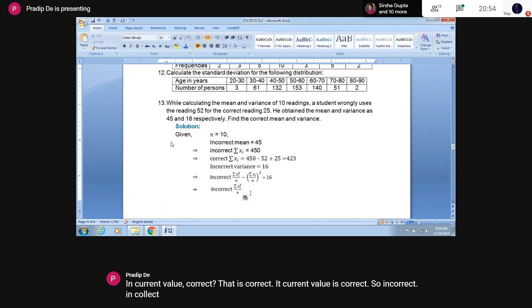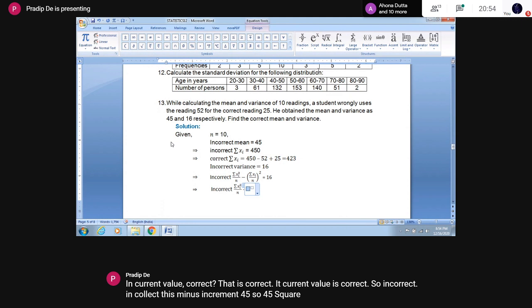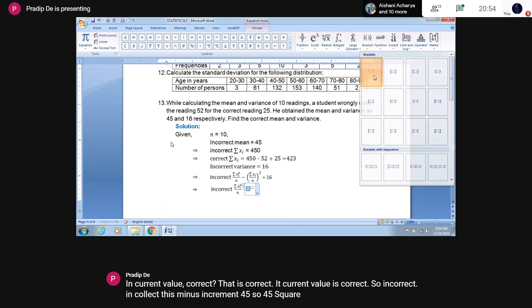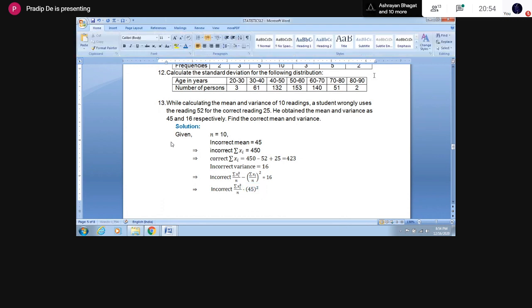Incorrect mean 45. So 45 square. Incorrect variance, that should be, yes, that is 16.